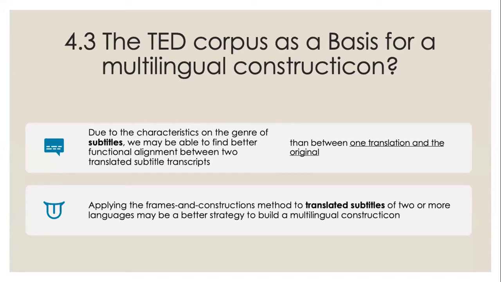Okay, and the third point, while the TED Talk Parallel Corpus is a good resource for frame semantic annotation, it may not be the ideal resource as a starting point to outline constructions for building a bilingual or multilingual constructicon because of the characteristics of the genre of subtitles. So applying this methodology to translated subtitles of 2 or more languages may therefore be a better strategy to build a multilingual constructicon from the parallel corpus, rather than between an original and a translation.